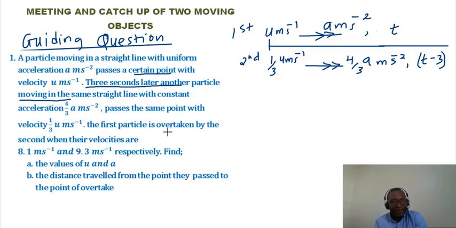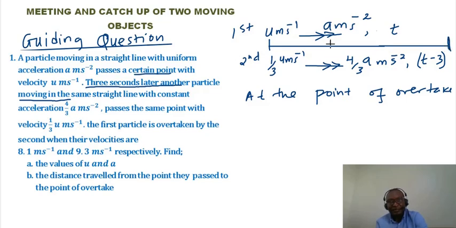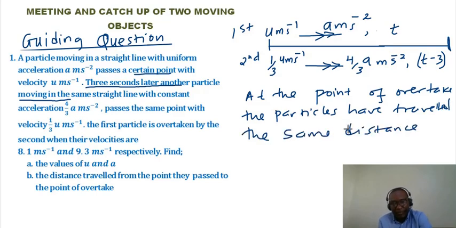The first particle is overtaken by the second when their velocities are 8.1 meters per second and 9.3 meters per second respectively. So at the point of overtake, it means that these particles will have traveled the same distance. At the point of overtake, the particles have traveled the same distance from this point here.